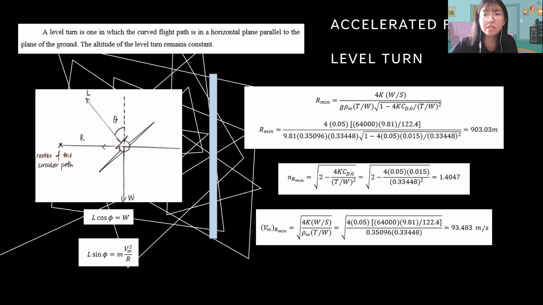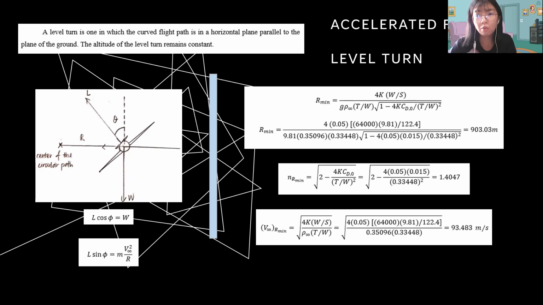The next part is accelerated flight. The first section we will discuss is level turn. A level turn is one in which the curved flight is in a horizontal plane parallel to the plane of the ground. The altitude of the level turn remains constant.